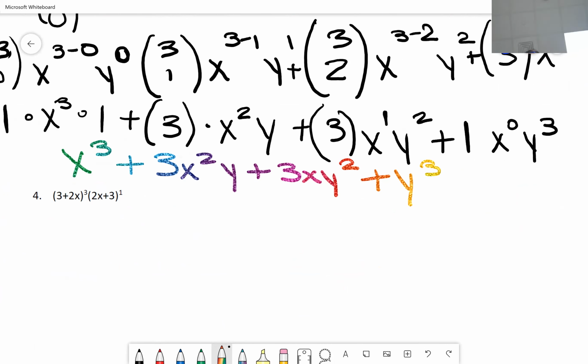Oh no, you had me panicking for like 2 minutes. It's so much easier. Why would you do binomial theorem the other way?